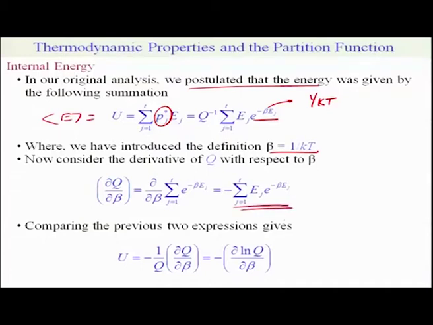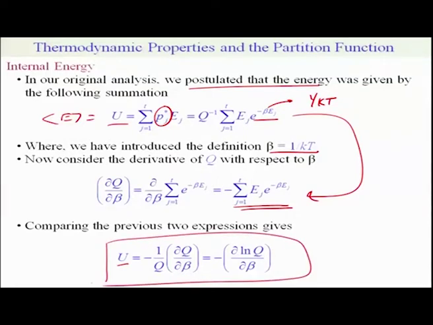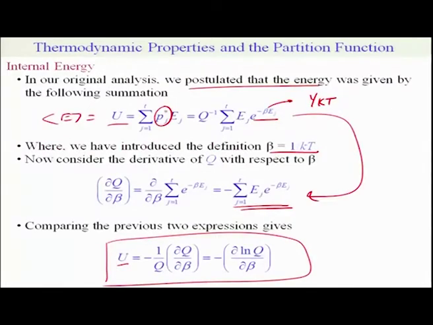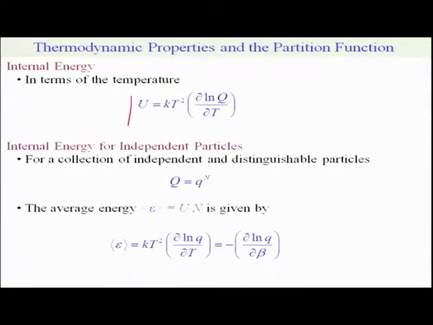Now, if you compare these two terms, you can write this expression u as simply minus 1 by q del q by del beta, or in other words minus del ln q by del beta. This is a simpler, more compact way of writing the expression we have calculated. In terms of temperature, you can replace beta by 1 by kT, and then you can show that u is nothing but kT square del ln q by del T.